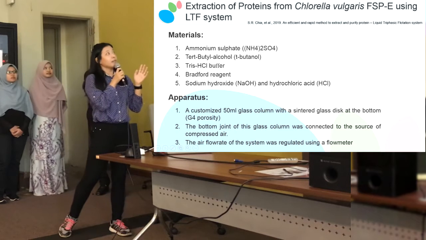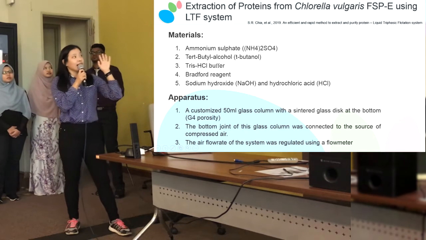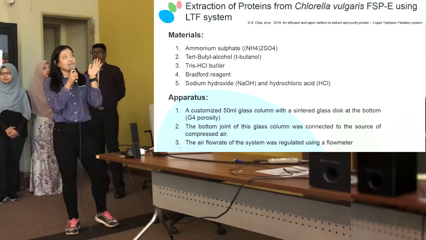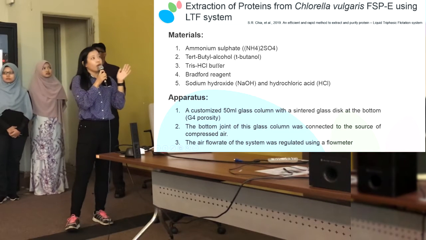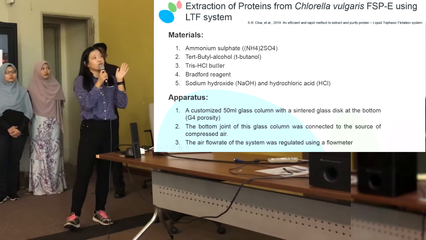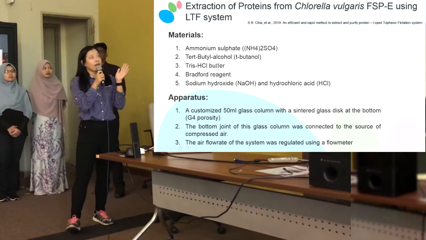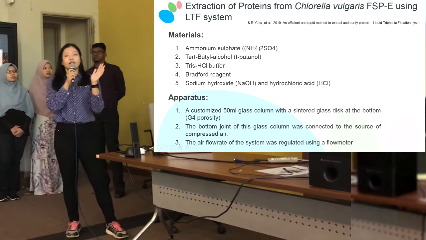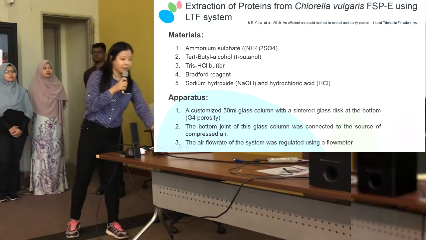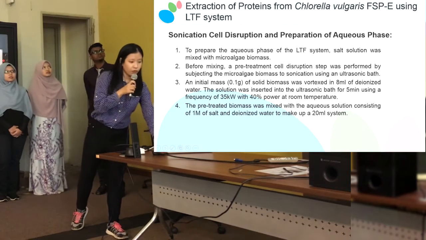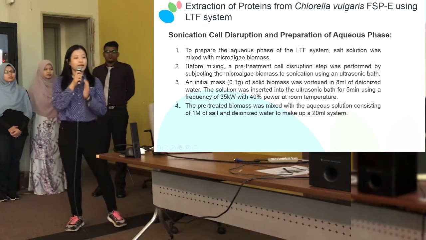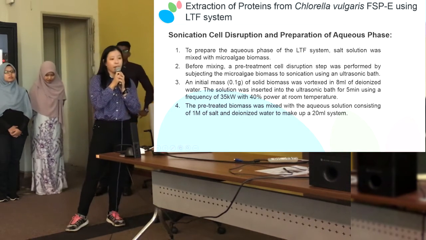For the experimental setup, the glass column with a sintered plate is prepared. The bottom joint of this glass column was connected to a source of compressed air, and the air flow rate of the system was regulated using a flow meter. Next, we will move on to the sample preparation and also the aqueous phase preparation.